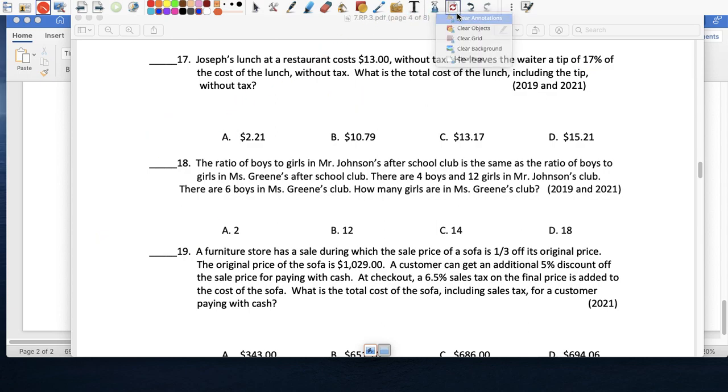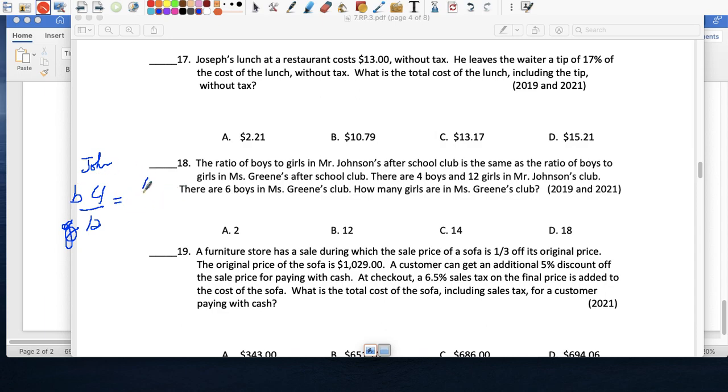Okay. The ratio of boys to girls after school is the same as the ratio of boys to girls in Mrs. Green's class. Okay. There are 4 boys and 12 girls in Mrs. Johnson's class.